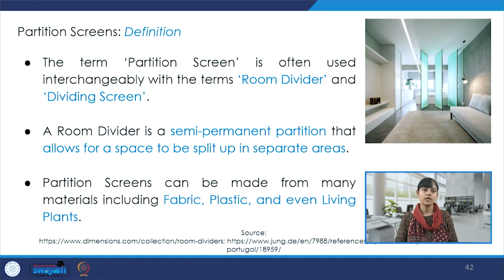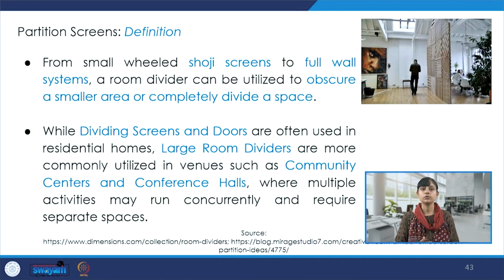And we could use diverse materials actually to create partition screens, be it fabric or plastic, plants, glass, any material. Now, whether it is a small screen or a full wall system, we could always use these screens for dividing spaces and for creating smaller areas within a larger space. And dividing screens and doors are used quite often in residential homes. They may also be used in conference halls and community centers, etc. And they do create spaces for multiple activities.